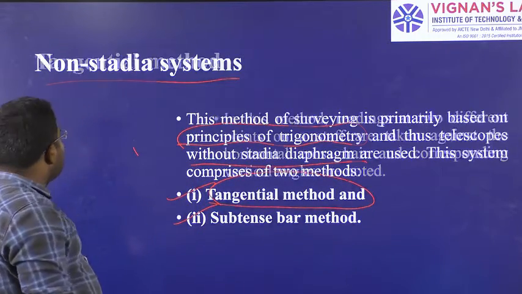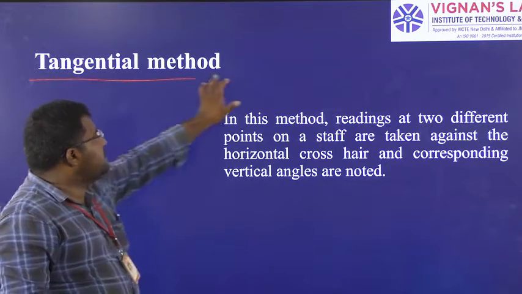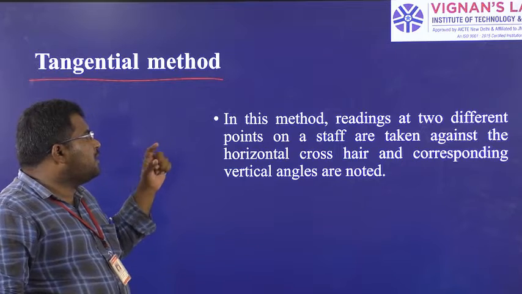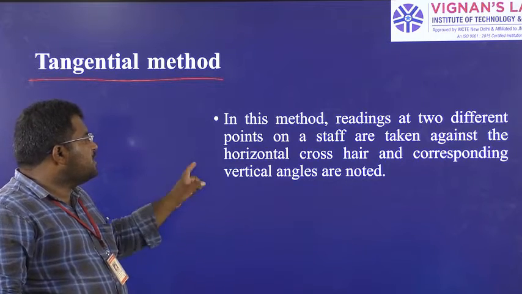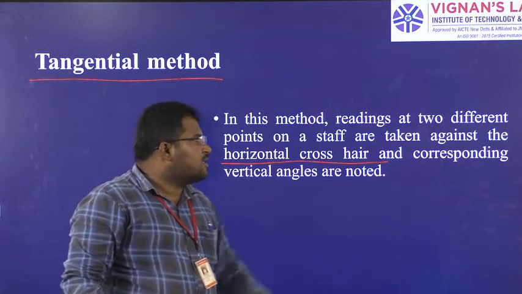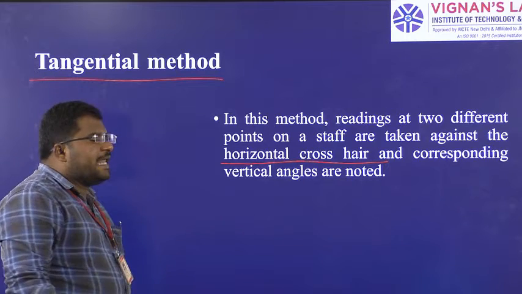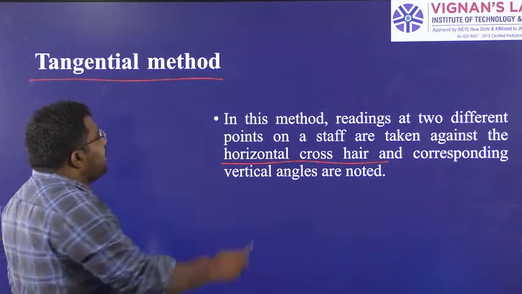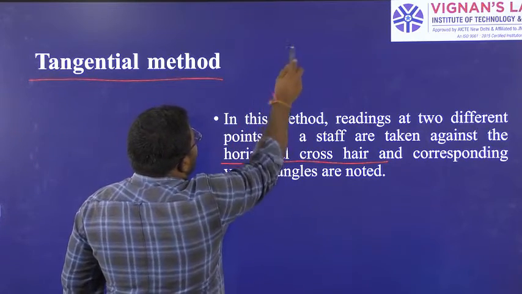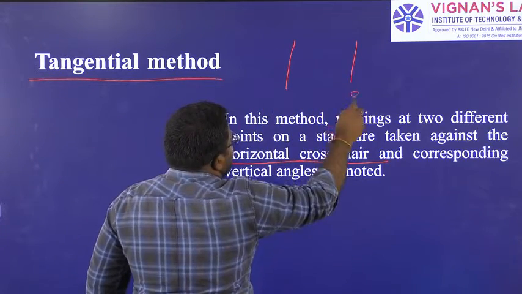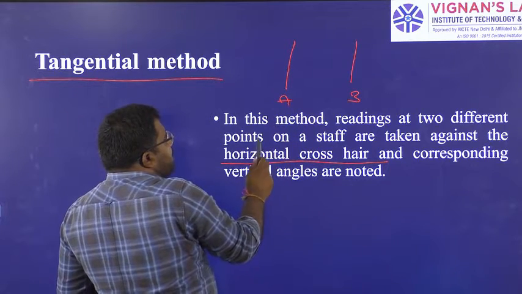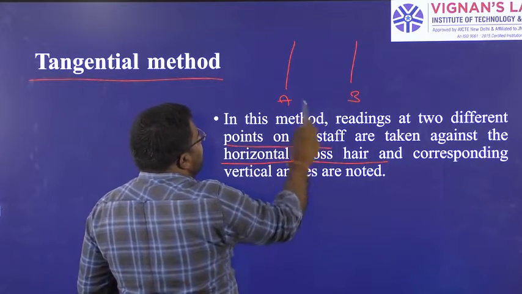Now we will see the tangential method. In this method, readings at two different points on a staff are taken against the horizontal cross hairs, and the corresponding vertical angles are noted. So what you have to do here is take two values, one point and a second point. This is point B, this is point A. Readings are taken at two different points on a staff.